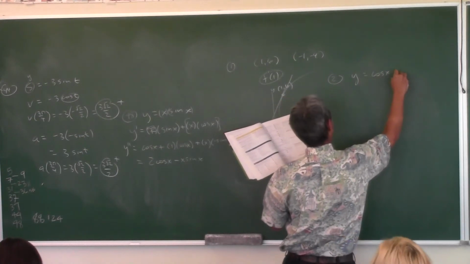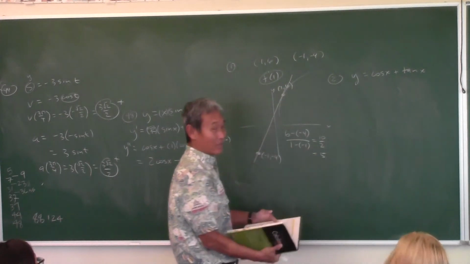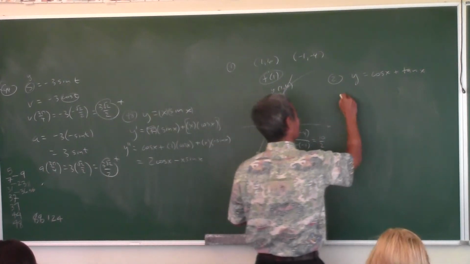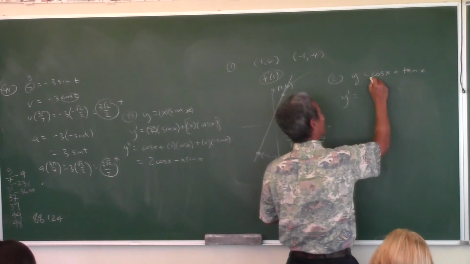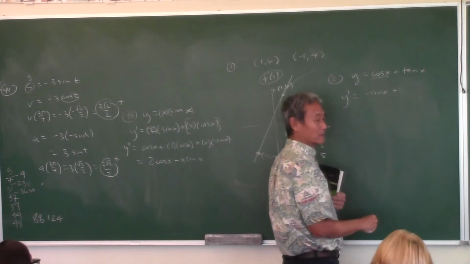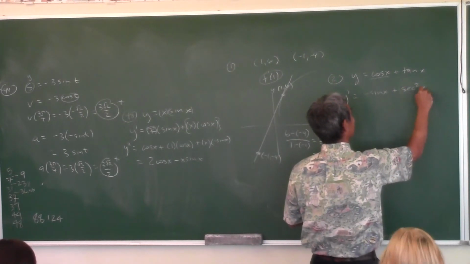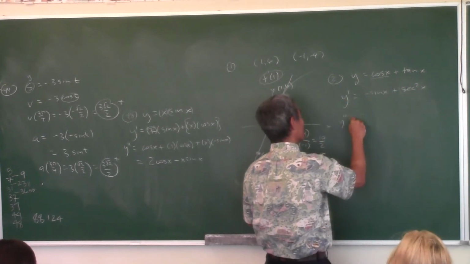Number 2: cosine x plus tangent x. Find the second derivative. I wouldn't be surprised if you had to find a third derivative on the test. Okay, I'll do the first one: negative sine x. Who's got the second one? Secant squared. That's too easy. We just don't go straight to the second.